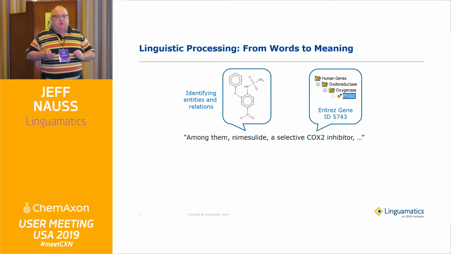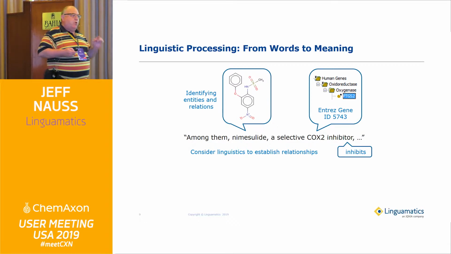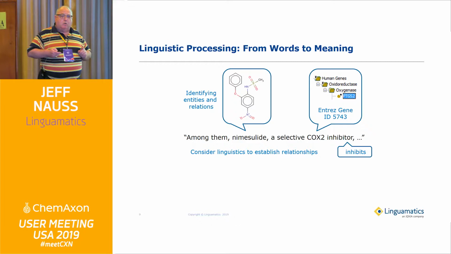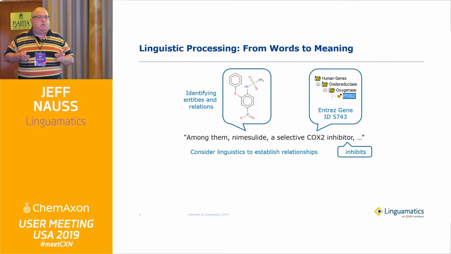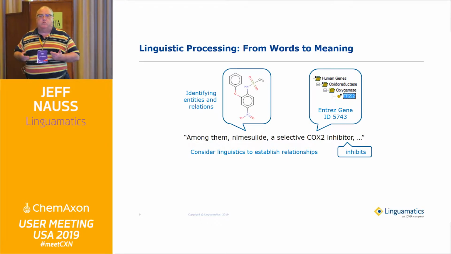What's the relationship? That's where the linguistics comes in. Linguistics looks at the positions of the words and types of words and parts of speech of the words and so forth to be able to identify that one little word there, inhibitor. And that gives us then the relationship. The mesylide is an inhibitor of COX-2.